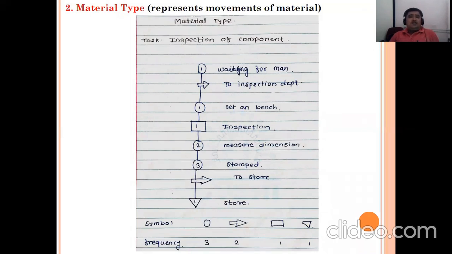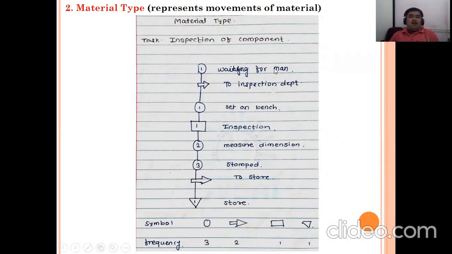So the first one is delay for material, because materials are waiting for a man. Materials cannot go from one place to another by themselves. They are waiting. Somebody should come and pick them up and take them to the inspection department. So the first one is the delay, and that is why D is shown. As the material is in its rest condition, waiting for the person to come and pick it up, it is in a delayed condition. So the first one is delay, waiting for man.